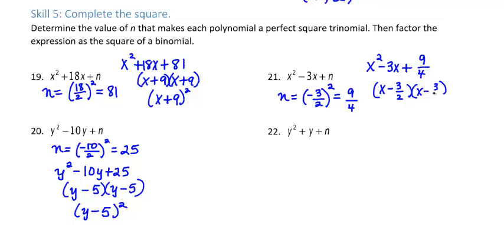In fact, it's always the number that you square. After you take half of it and square, that's the number that goes inside the binomial. So (x minus 3/2) squared.